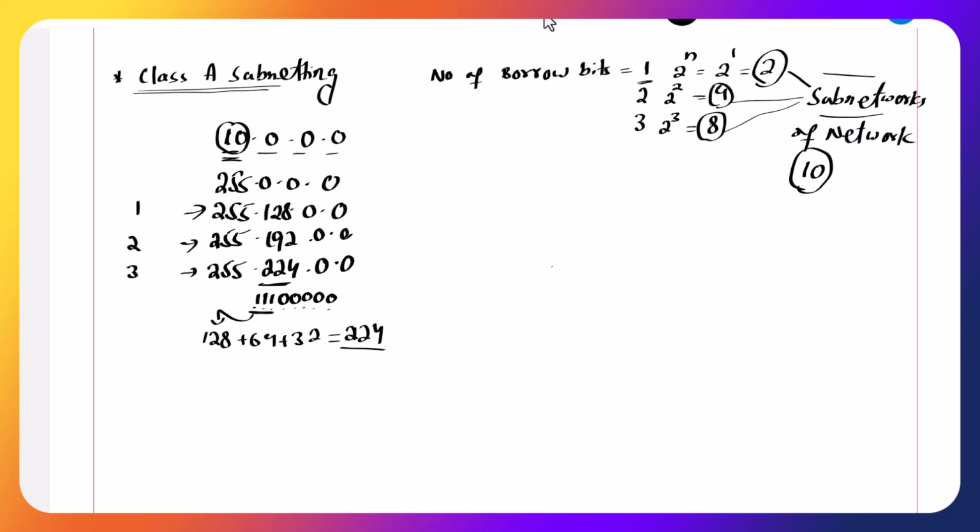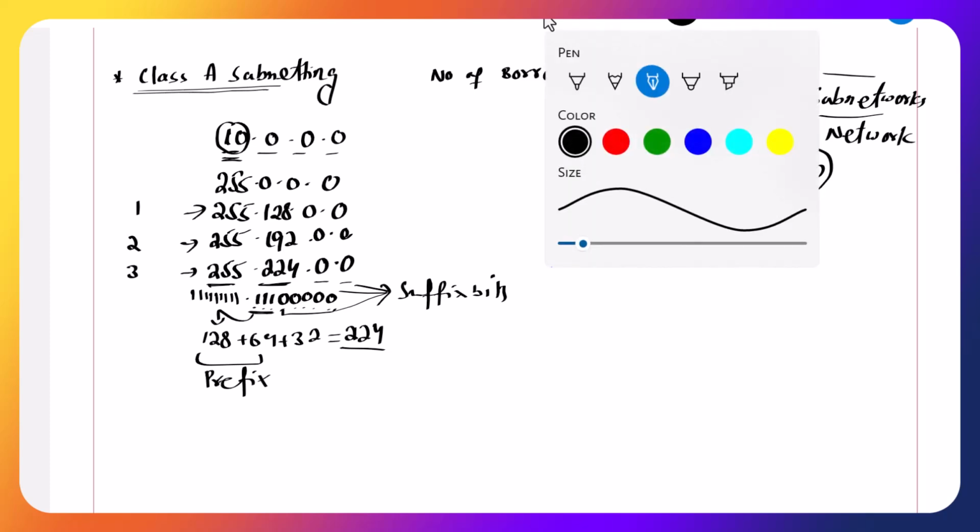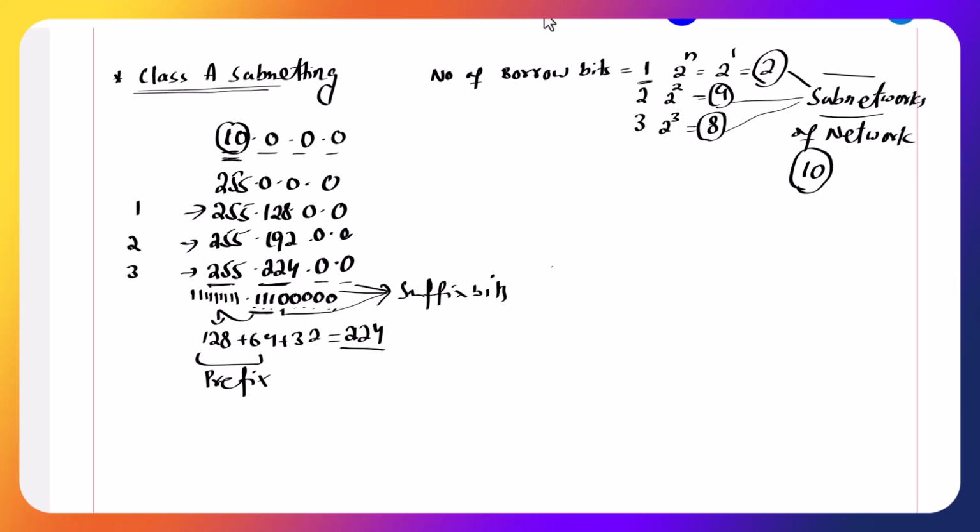In binary it's 1 1 1 0 0 0 0 0. Remember, here in the first octet we have 8 on bits, and in the second octet we have 3 on bits. These are called prefix bits, and these are called suffix bits. Today we are going to borrow 4 bits.